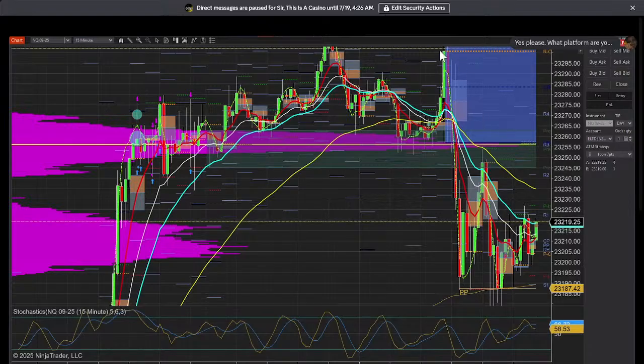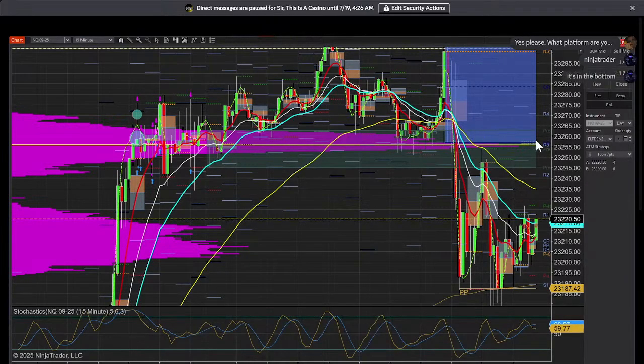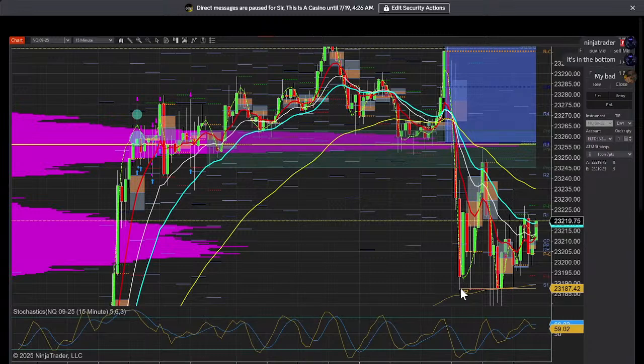But almost, like I say, almost always it comes down here. And you can see the open. There's your open, this blue box. It was almost as if the whole drop was to do nothing but hit that daily central pivot.